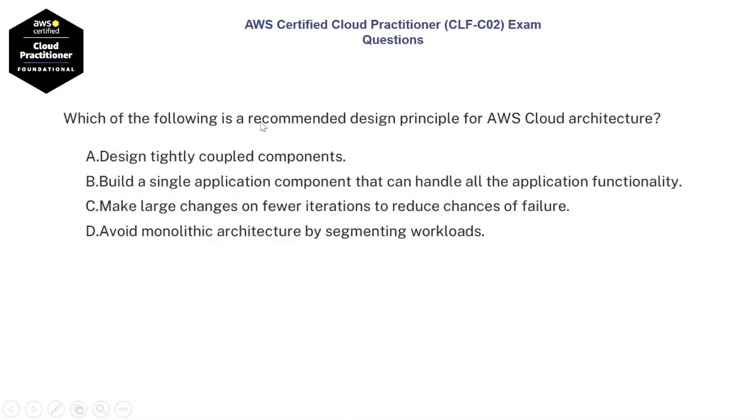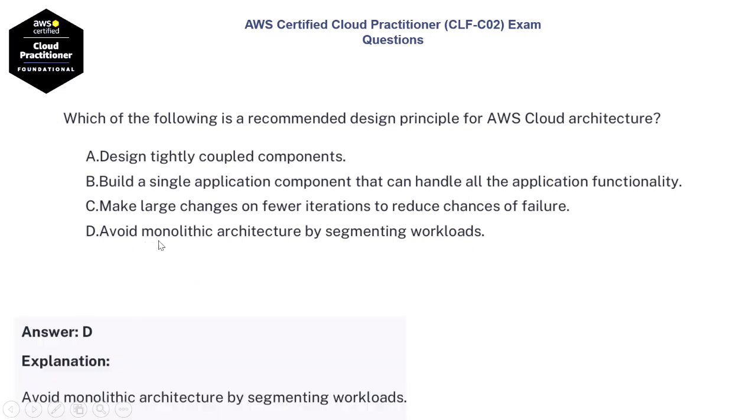Which of the following is a recommended design principle for AWS cloud architecture? Option A, design tightly coupled components. Option B, build a single application component that can handle all the application functionality. Option C, make large changes on fewer iterations to reduce chances of failure. Option D, avoid monolithic architecture by segmenting workloads. The right answer is option D, avoid monolithic architecture by segmenting workloads.